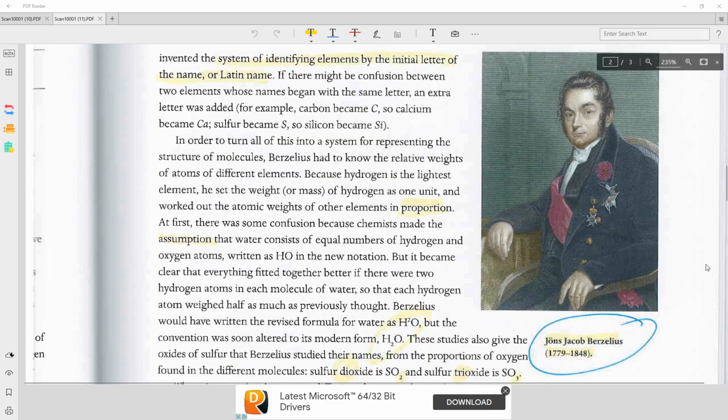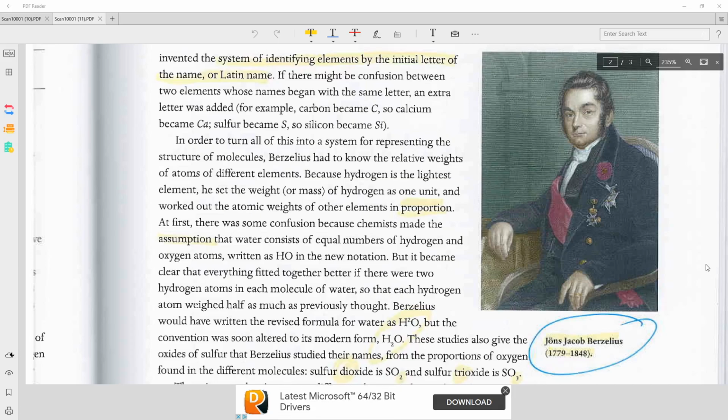In order to turn all of this into a system for representing the structure of molecules, Berzelius had to know the relative weights of atoms of different elements. Because hydrogen is the lightest element, he set the weight or mass of hydrogen as 1 unit and worked out the atomic weights of other elements in proportion.